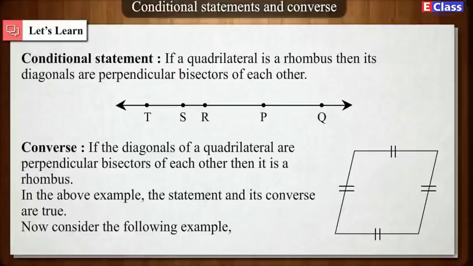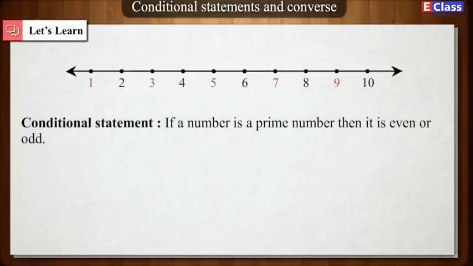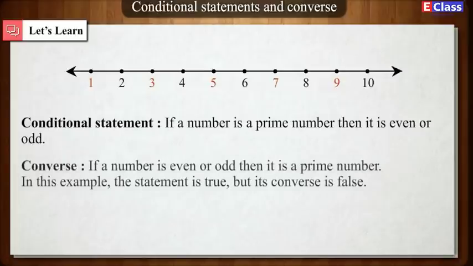Now, consider the following example. Conditional statement: if a number is a prime number, then it is even or odd. Converse: if a number is even or odd, then it is a prime number. In this example, the statement is true, but its converse is false.